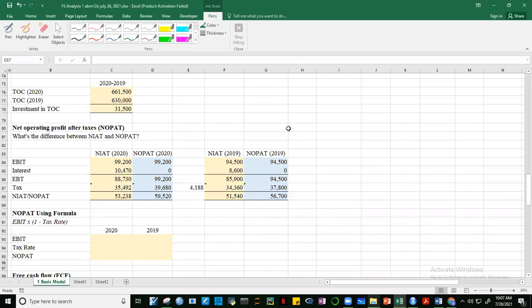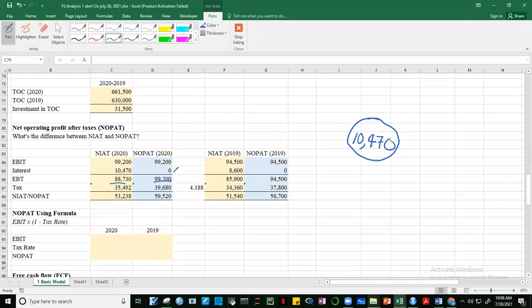So, di ba guys, let's say this is the interest. The interest is 10,470. That's the interest, no? Okay. Now, what happened here, guys? Kasi hindi natin binawas yung interest dito, no? So our earnings before tax here is 99,200. Ito 88,730. So mas mataas yung earnings before tax natin sa NOPAT because we did not subtract the interest expense.